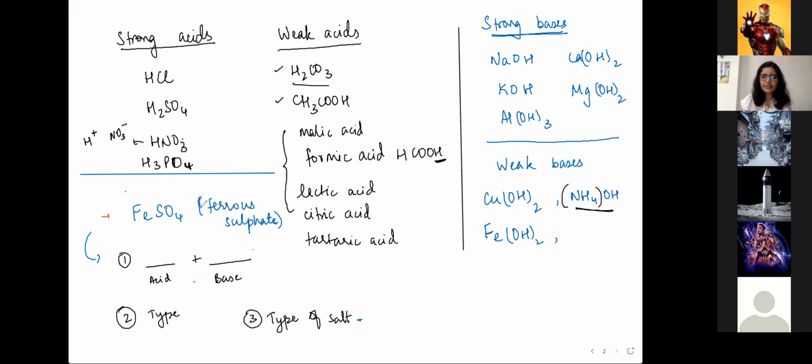Okay, we are doing the same thing. So the new salt I've given is ferrous sulfate. Just send me whether it's acidic, basic, or neutral.